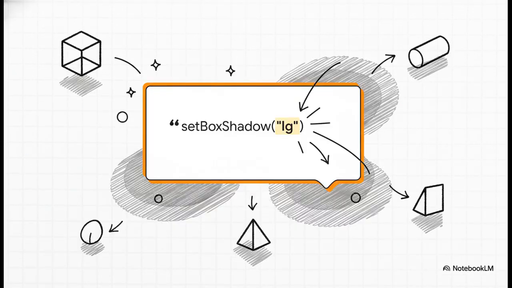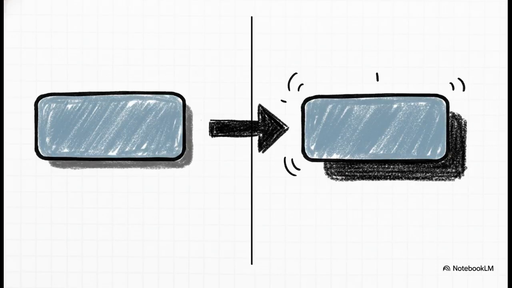Okay, next up, let's give these items a bit more presence. They feel a little flat, don't they? We can add some depth by calling setBoxShadow and giving it a bigger value, something like LG for large. And just look at the difference. The items now have this really nice, noticeable shadow, which makes them feel like they're floating just above the background. This is such a great trick to draw the user's eye and create a much more dynamic, layered interface.